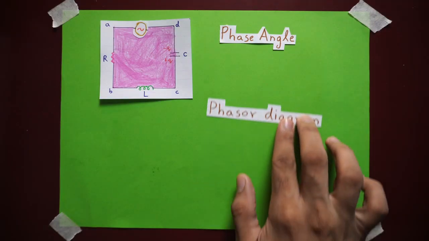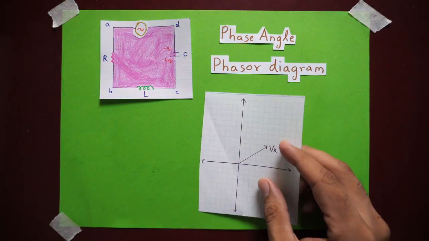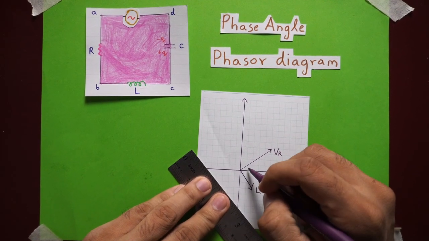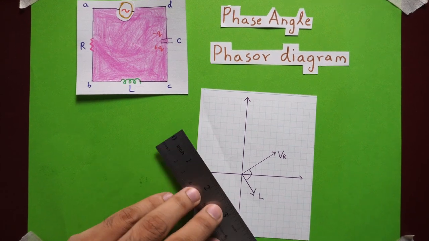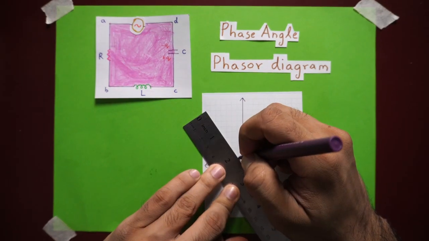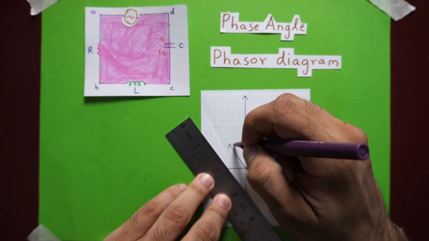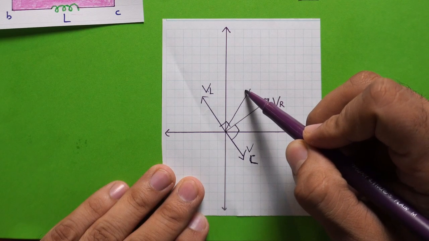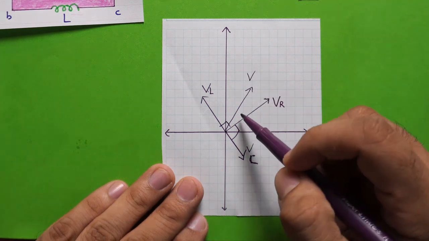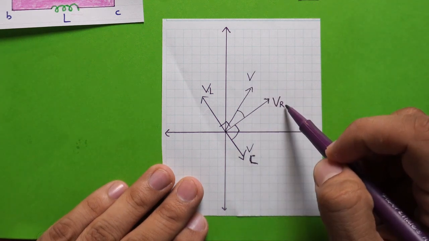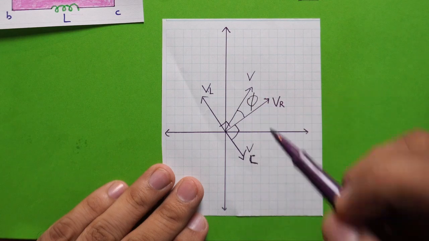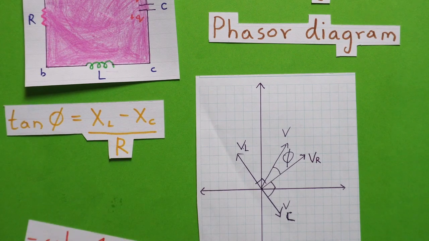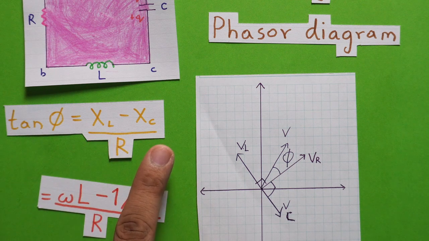For the phase angle, we need the phasor diagram. We have the capacitor voltage lagging by 90 degrees, and we have the inductor voltage leading by 90 degrees. This would give the resultant V vector, and the angle between V and VR is the phase angle. We can calculate the phase angle using this equation, and when we substitute the values of XL and XC, we get this equation.